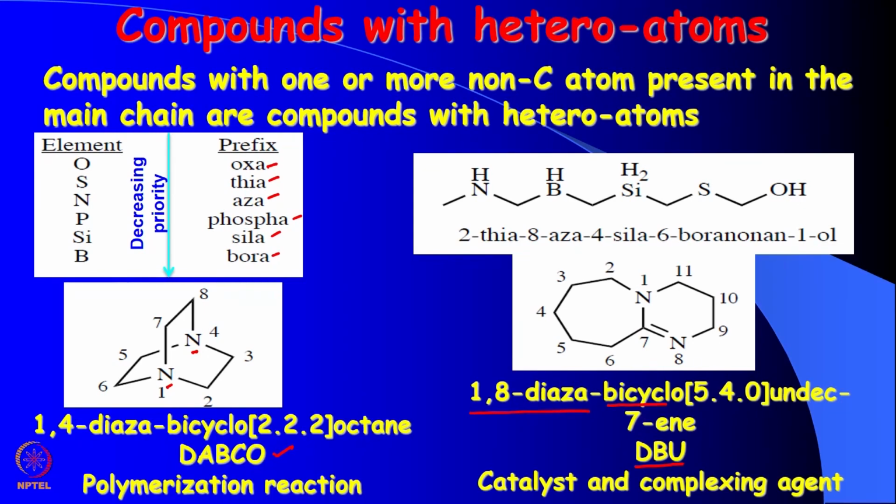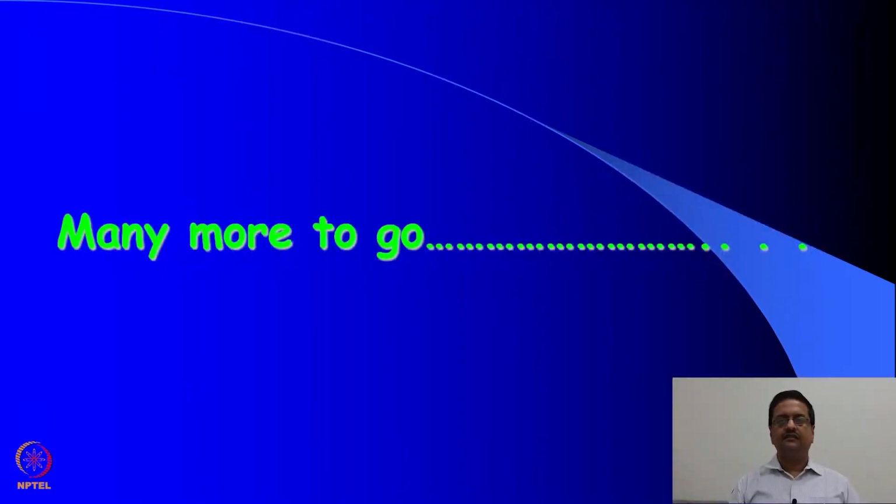So, like this we can name all kinds of molecules that we may encounter in this course. So, with this I would like to end the part of this course where we talked about the IUPAC nomenclature of organic compounds.